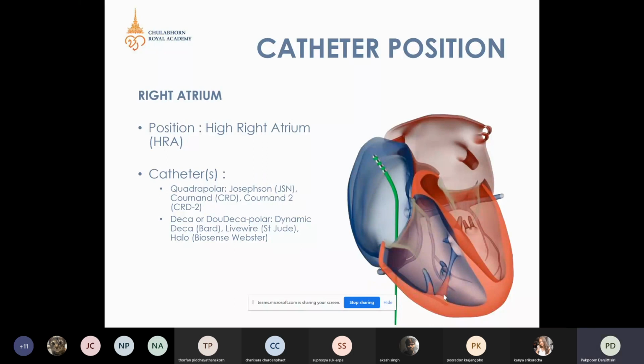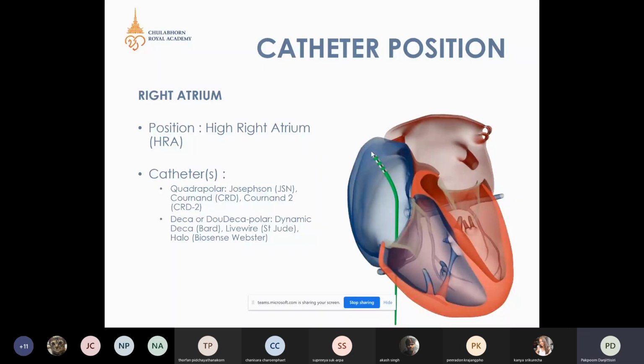a quadrupolar catheter will be used with 5 millimeter spacing, to be placed in the RA at the area of the high right atrium, close to the SA node area around there. So let's see the picture here. This is the standard position of the high right atrial catheter. Should be like this. Okay.